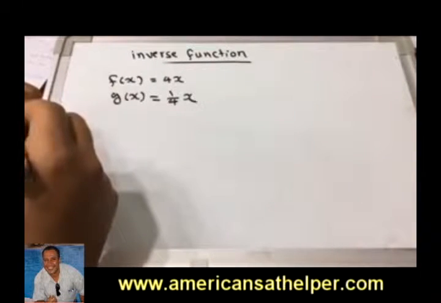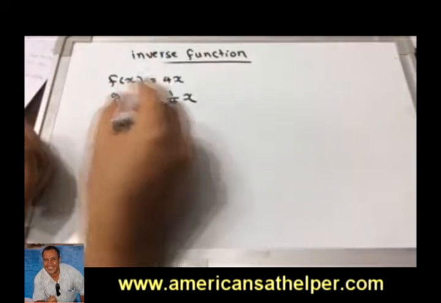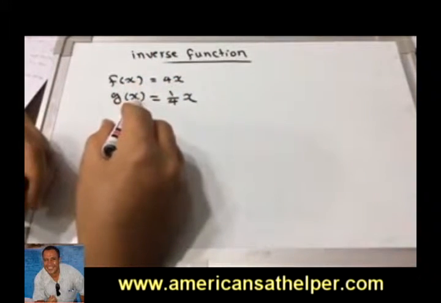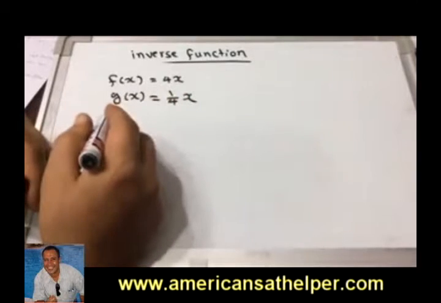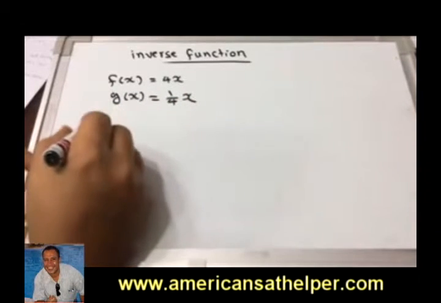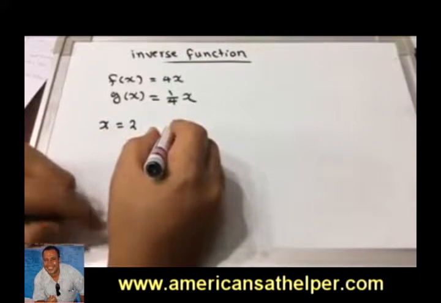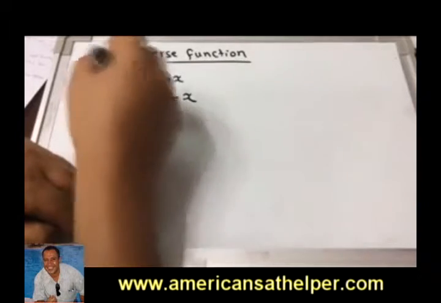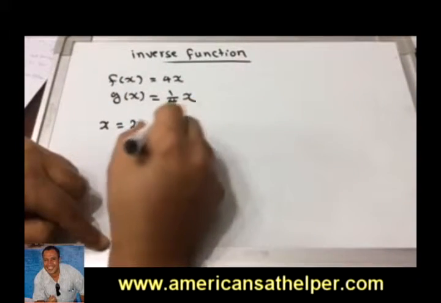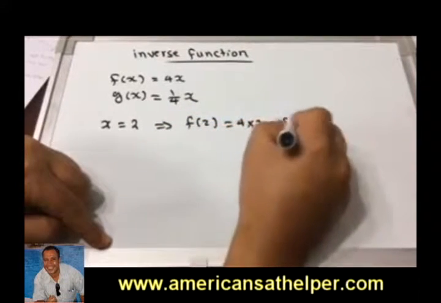In this video, I'm going to talk a little bit about inverse functions. I'm going to start with a little example. Suppose we have two functions, f of x equals 4x and g of x equals 1/4 x. And suppose we start with x equals 2 and plug that in the function f of x. So f of 2 equals 4 multiplied by 2, you will get 8.